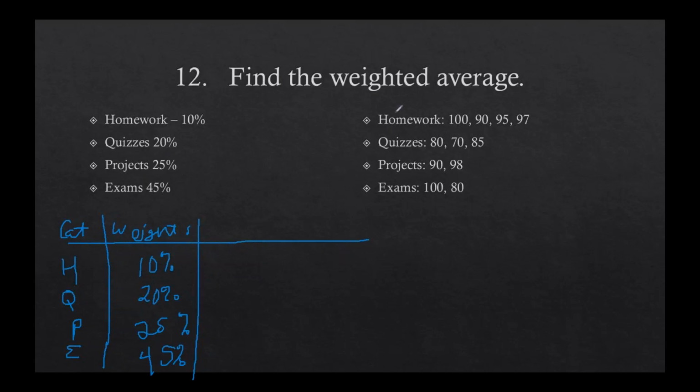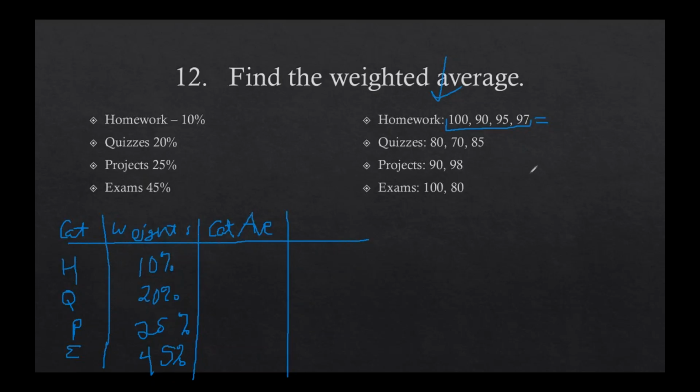Now if you look over here on the right, you will see that for homework we have 4 scores, quizzes have 3, and then projects and exams each have 2. We're not going to keep all of these individual, so we're going to take the average. We're going to find the category average. This is exactly how your math grade is figured in this course. For homework, we need to find the average of these 4 scores. What is the average of those 4 scores?